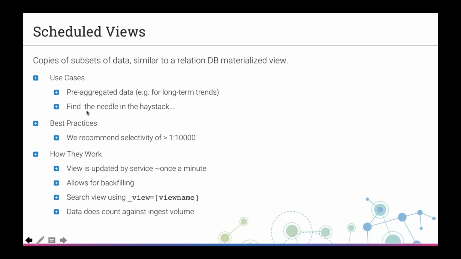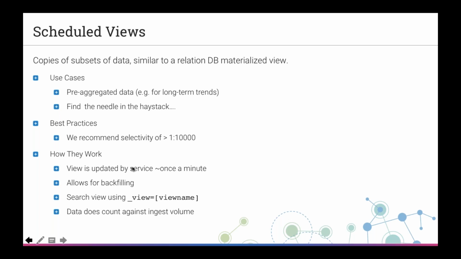It allows you, so finding the needle in the haystack usually requires, give me a lot of data, and then I'm going to go search for this one thing. That's when you want to use these pre-aggregated views. We recommend that the selectivity is 1 to 10,000. So if it's not very selective, it might not necessarily be a good use case for a scheduled view. It's just duplicating data.